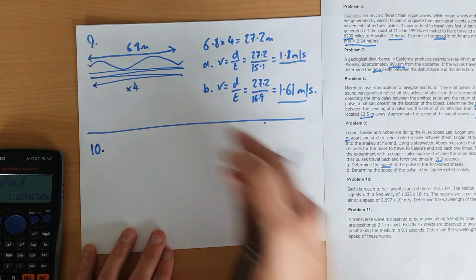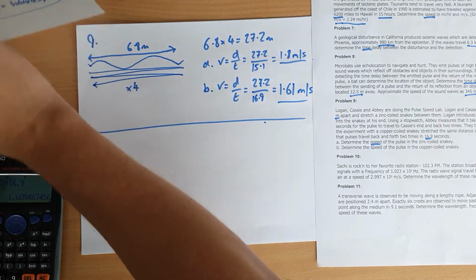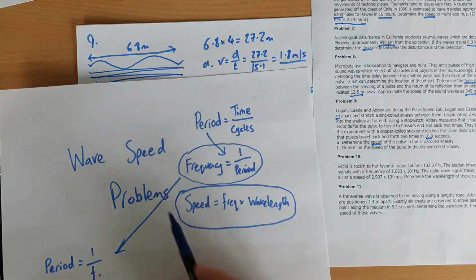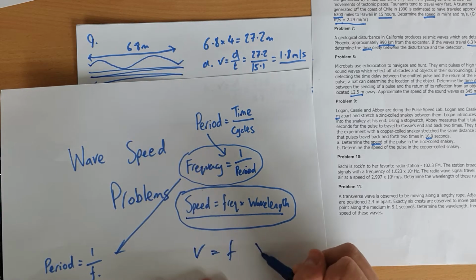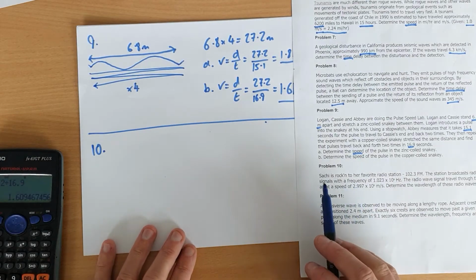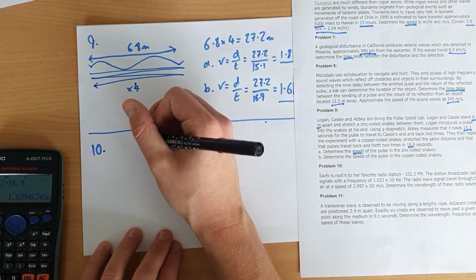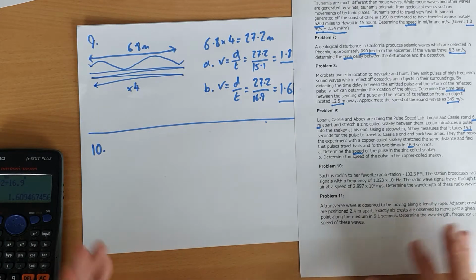Number 10 gets us back into the realms of what we're actually needing to know for the exam. So again, we're going to be needing these formulas here, specifically this one. V equals F lambda. The first bit is about a radio station, which is 102.3 FM, and that's not really useful to us. We don't need to know that.